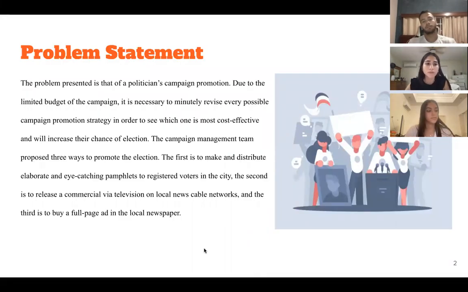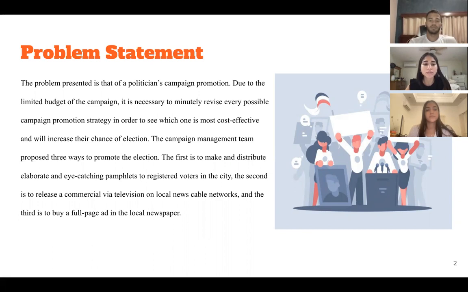So this is our problem statement. The problem presented is that of a politician's campaign promotion. Due to the limited budget of the campaign, it is necessary to minutely revise every possible campaign promotion strategy in order to see which one is most cost-effective and will increase their chance of election.